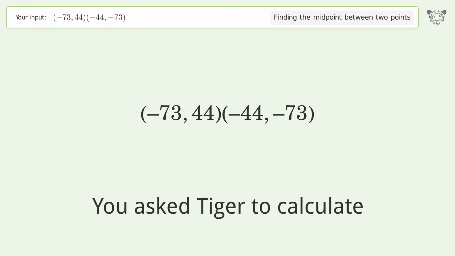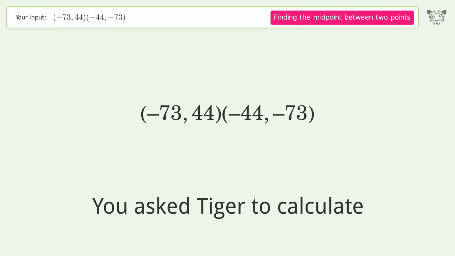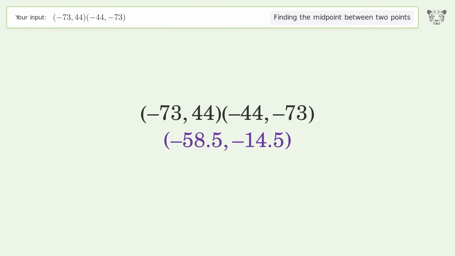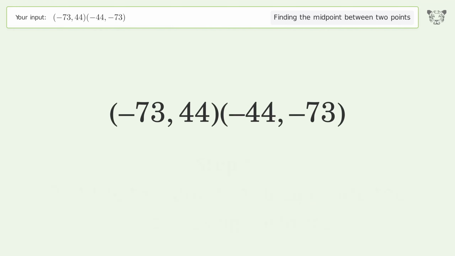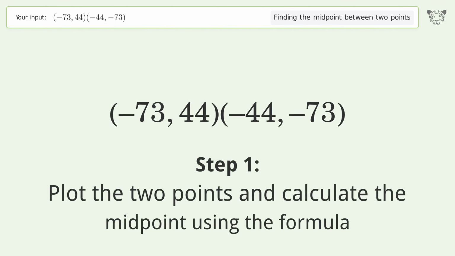You ask Tiger to calculate. This deals with finding the midpoint between 2 points. The midpoint between the 2 points is negative 58.5, negative 14.5. Let's solve it step by step. Plot the 2 points and calculate the midpoint using the formula.